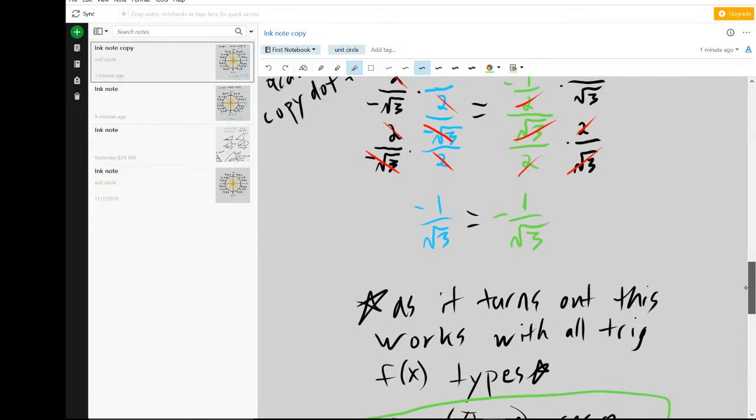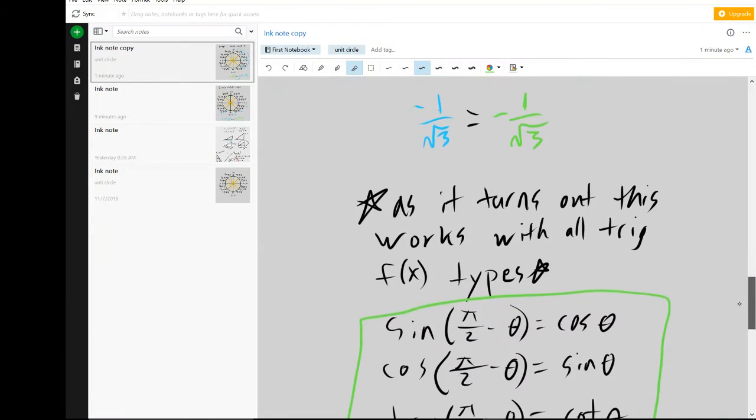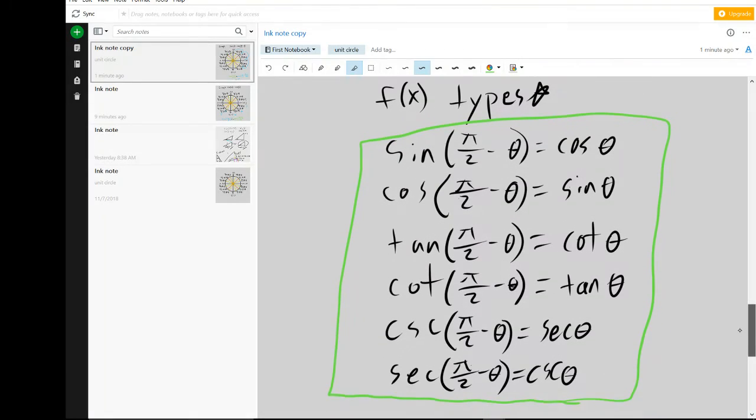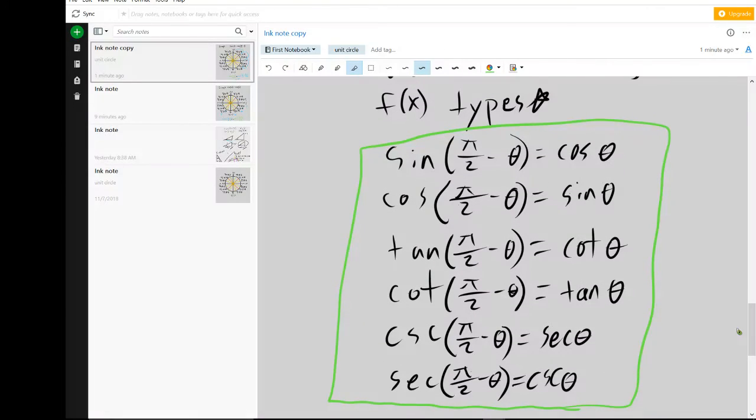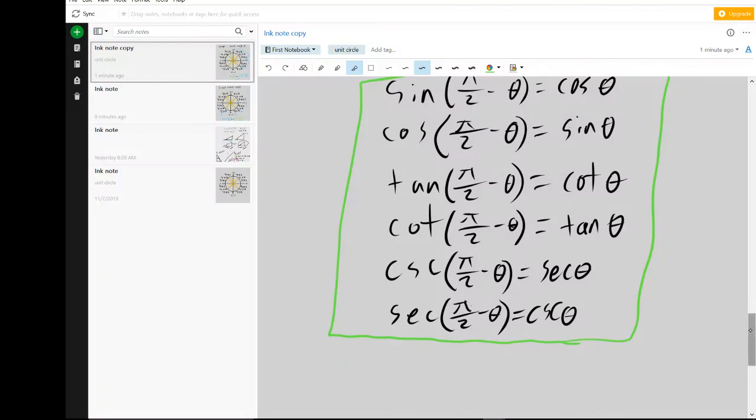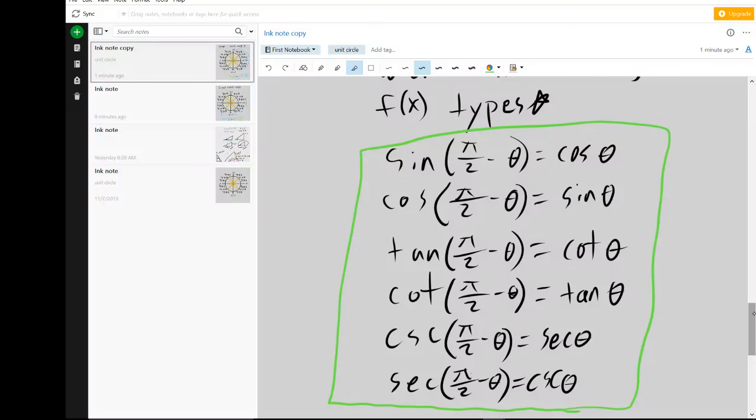So with these, it turns out that this works with all the trig types. So we don't need to know different versions, right? Sine of pi over 2 minus theta equals cosine theta, that same setup works for all of them, whether we're going from sine to cosine or cosine to sine, whether we're going from tangent to cotangent or cotangent to tangent. And then lastly, whether we're going from cosecant to secant or secant to cosecant. We always use the same format here. So these are fairly easy to remember. I think we're good.